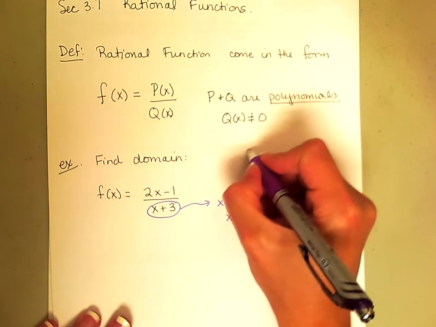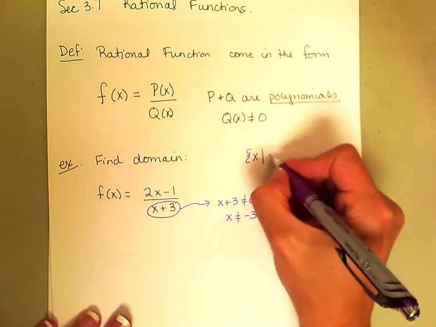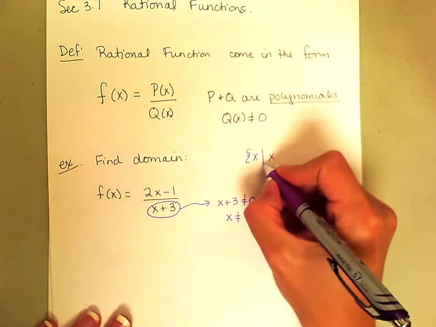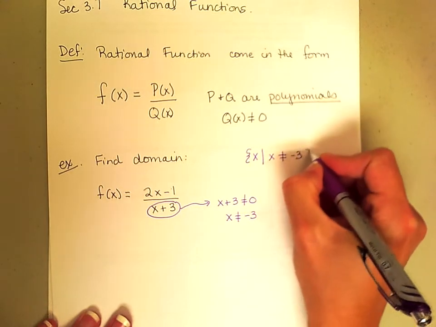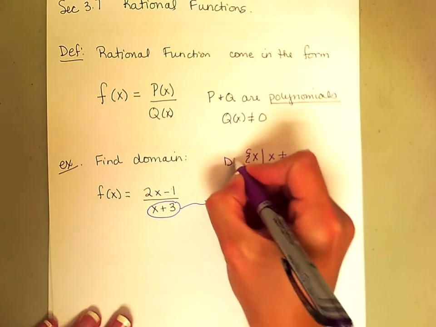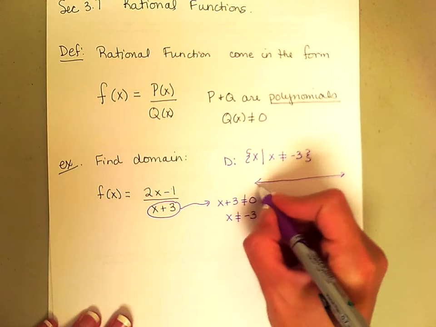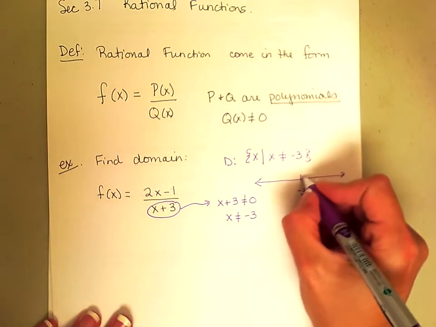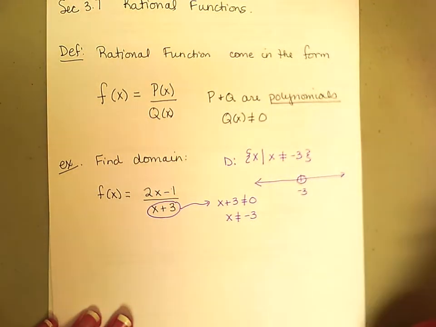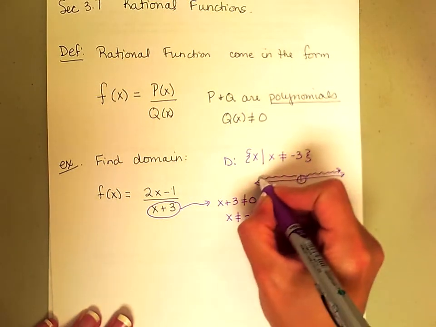So we could write that the domain is the set of all x such that, and this is the bar that means such that, x cannot equal negative 3. This would be our domain. On the number line, here's negative 3. I cannot equal that, so I put it with an open circle. But everything else to the left and right is okay.